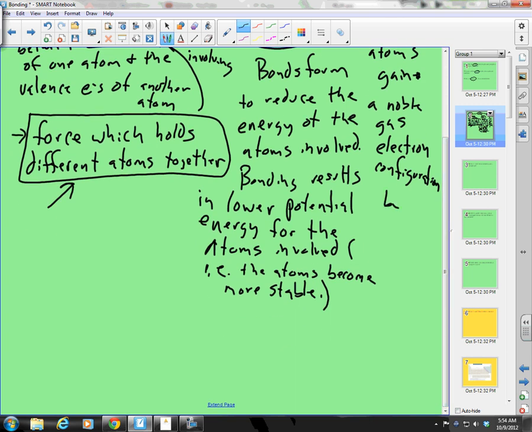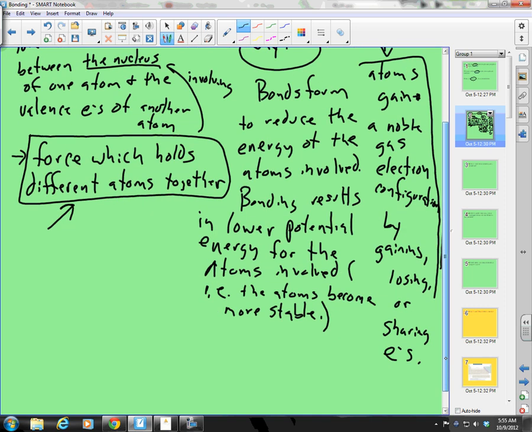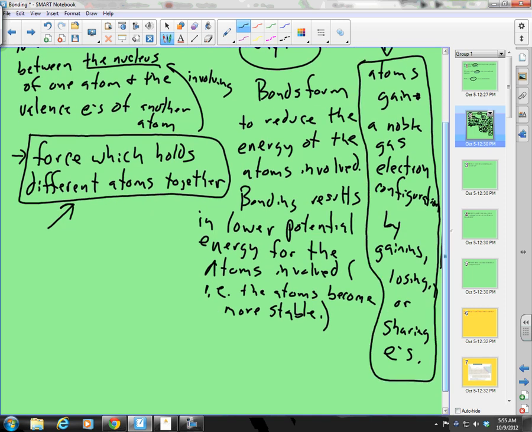And how do they do that? By gaining, losing, or sharing electrons. Okay, so what's the process? The general process is that my atoms start looking like a noble gas in terms of their electron configuration. Noble gas meaning they have a completed s, or a completed s and p, s for helium, completed s and p orbitals for all the rest. And so that means they end up having, for the most part, 8 valence electrons when they are done reacting. Okay? Cool.